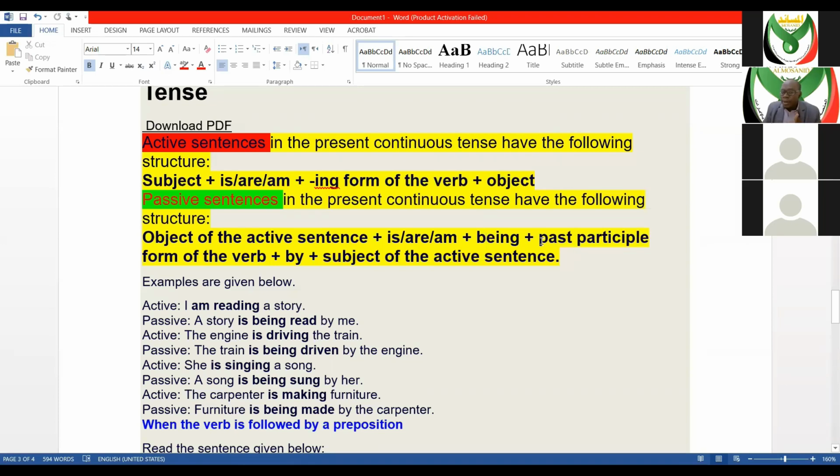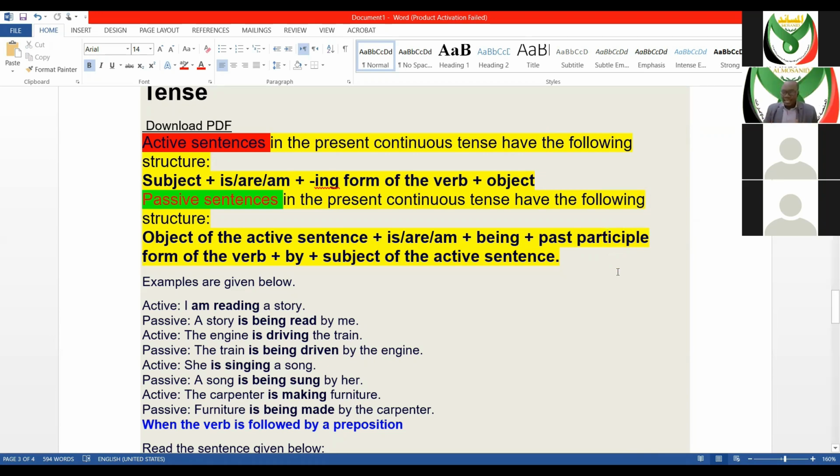The past participle is the third form of the verb. Past participle, in Arabic, means the third conjugation. The third conjugation, or verb number 3.